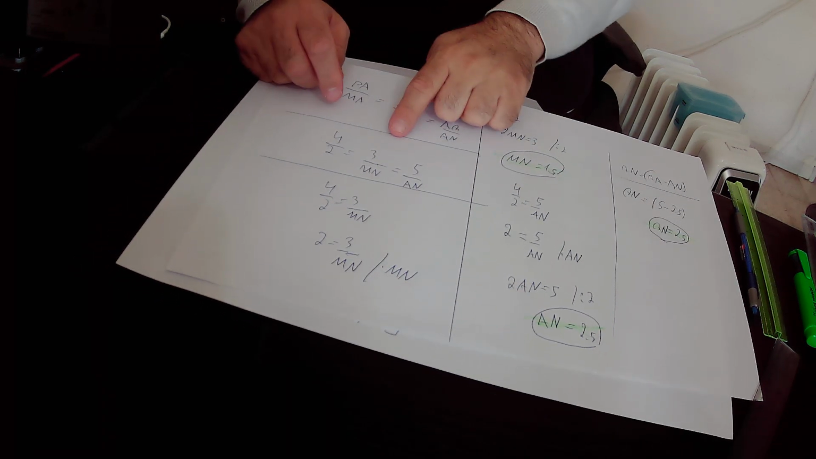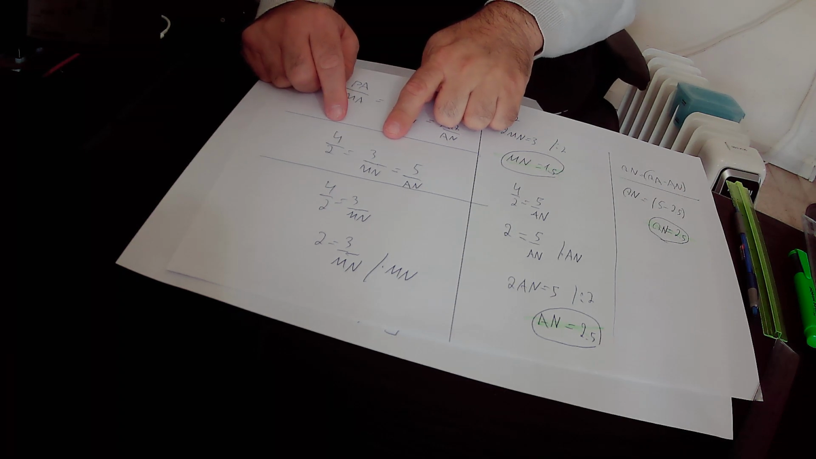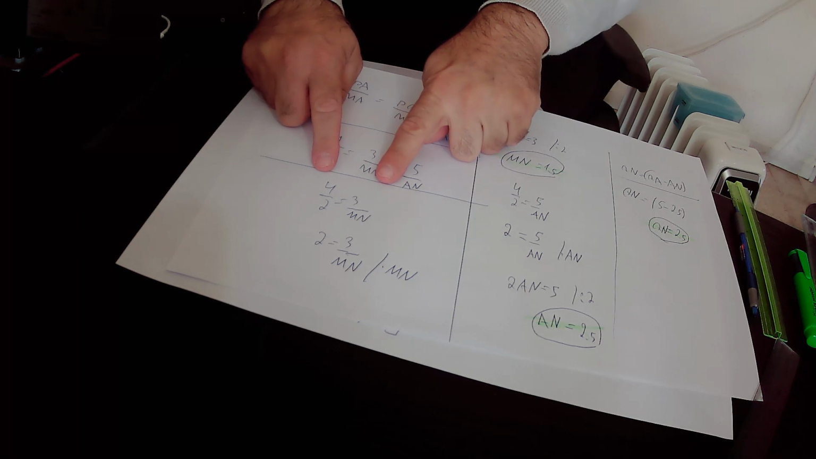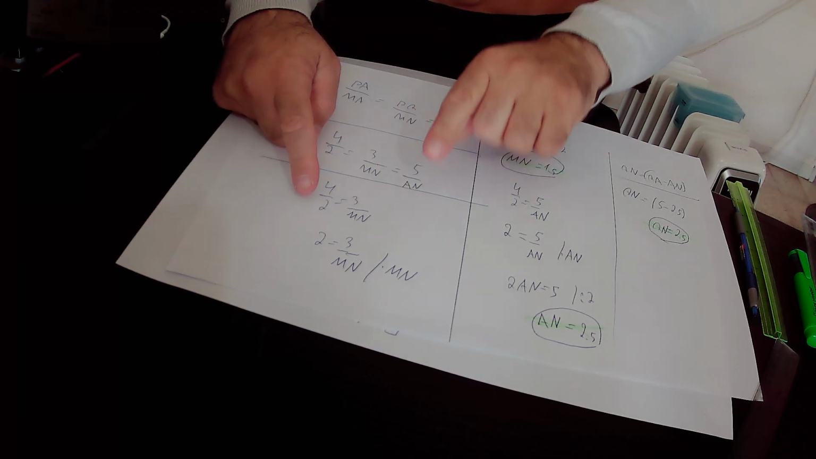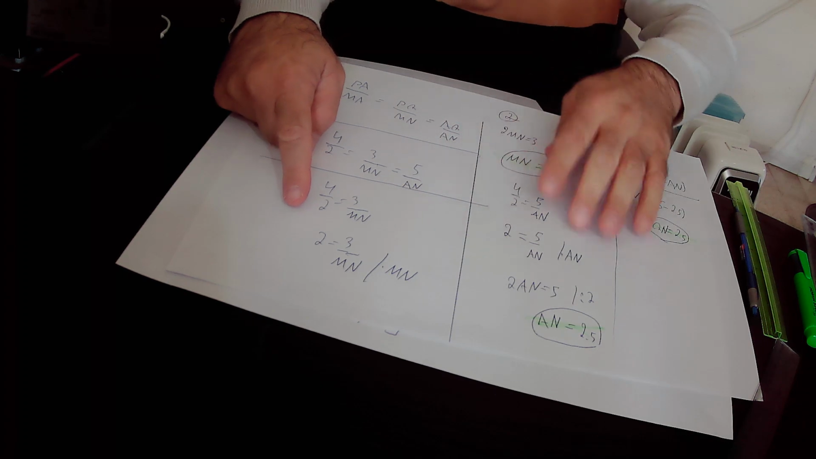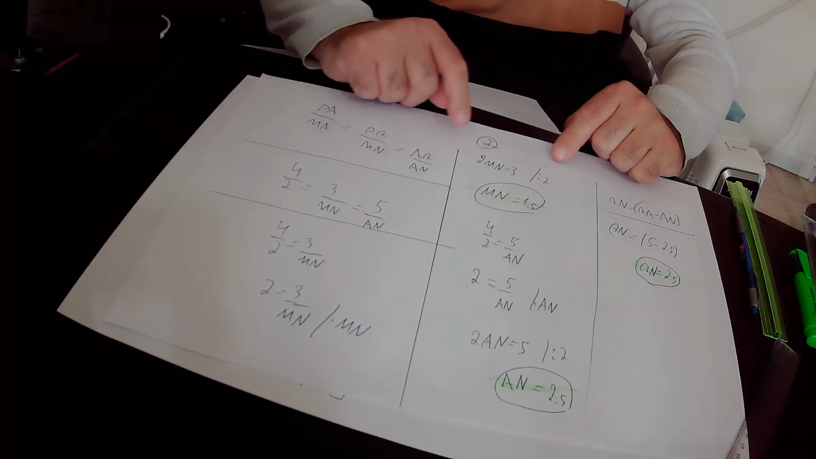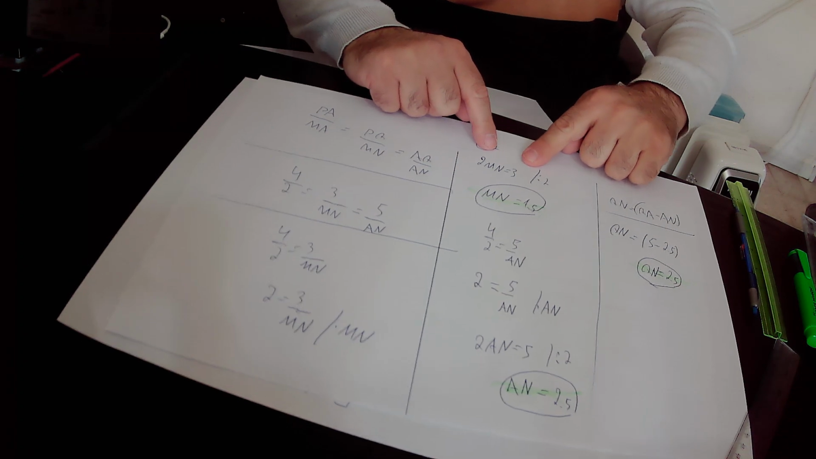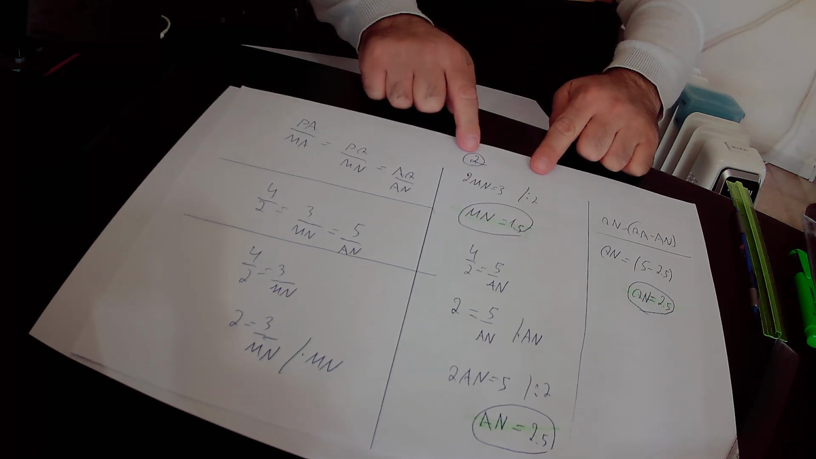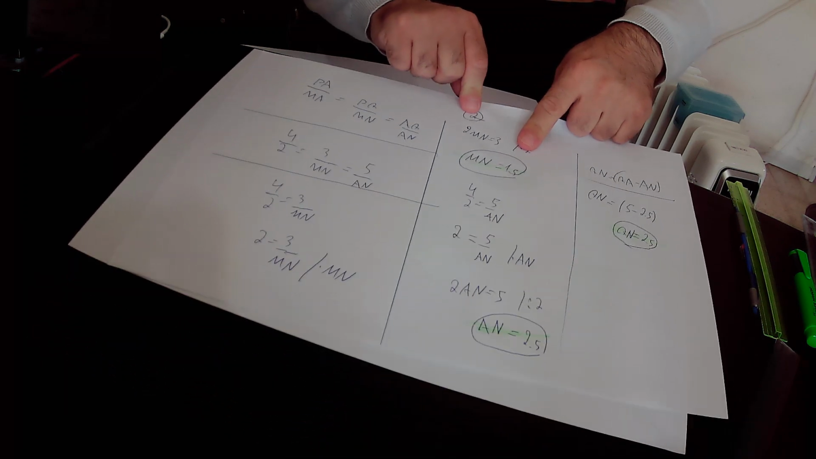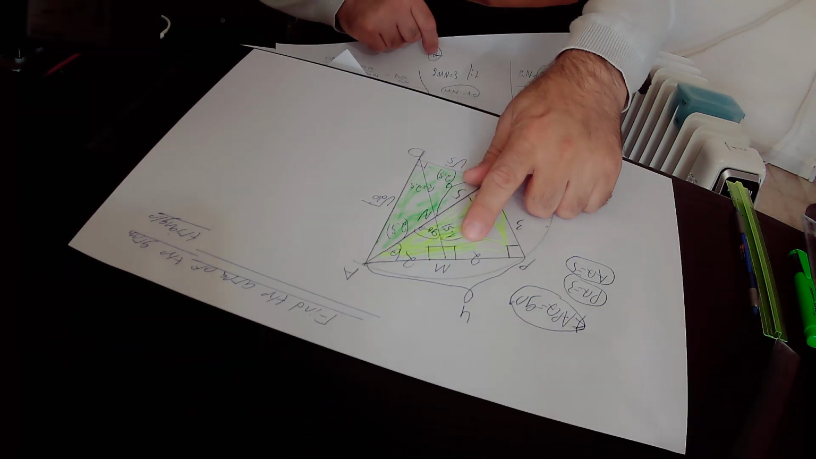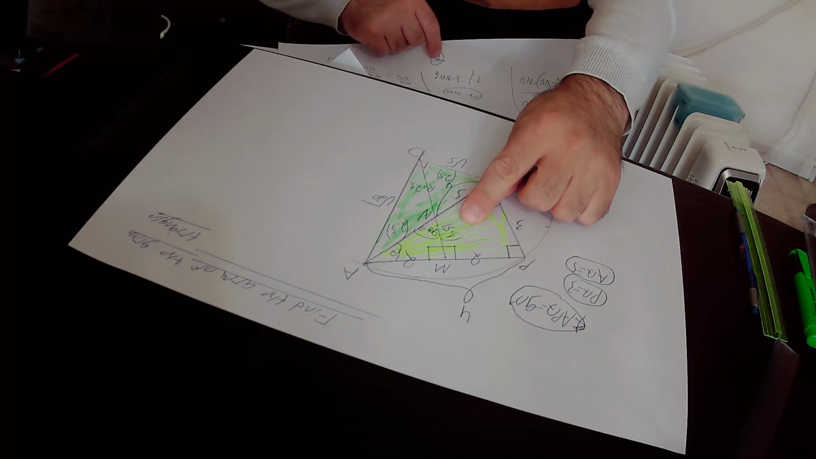From this equation, we conclude that 4 over 2 equals 3 over MN. 4 over 2 is 2, so 2 equals 3 over MN. Here we multiply this equation by MN, and we get that 2 times MN equals 3. Then we divide this equation by 2, and finally we get that MN equals 3 over 2. 3 over 2 is 1.5. Here, MN equals 1.5 units.